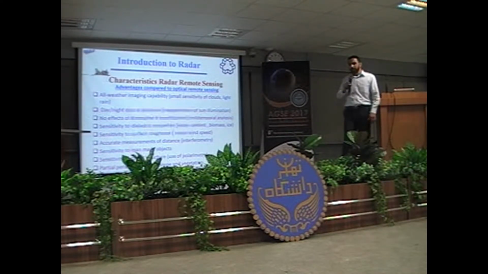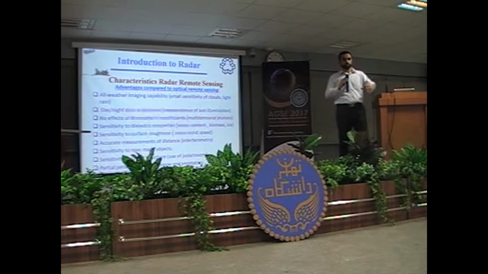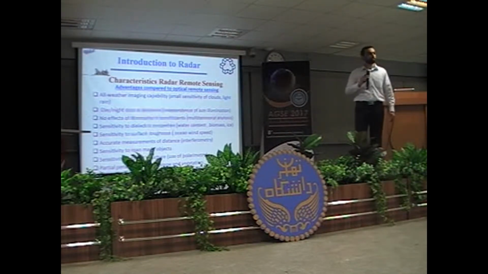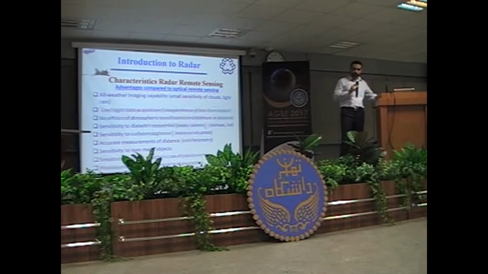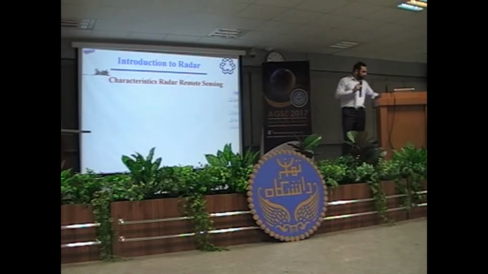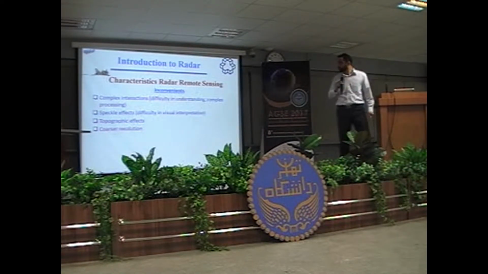It also has partial penetration through the soil, through the target. Especially when the soil is dry, it can penetrate a few meters through the ground. So basically we can have information from below the ground, which is not the case for optical remote sensing. And there are also some disadvantages.